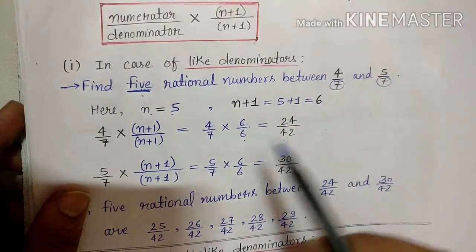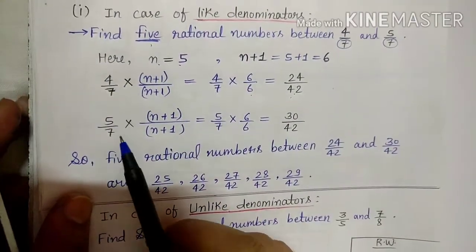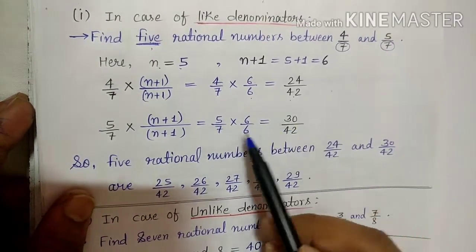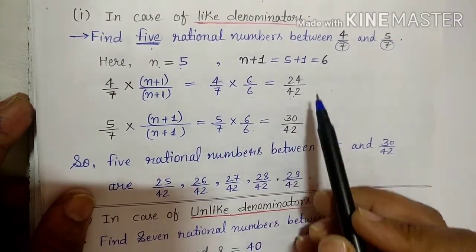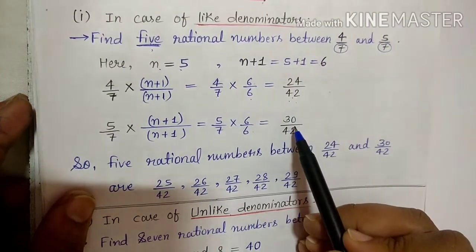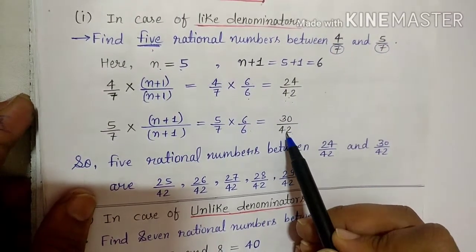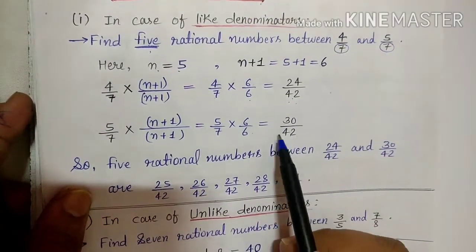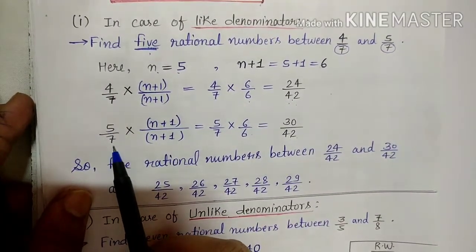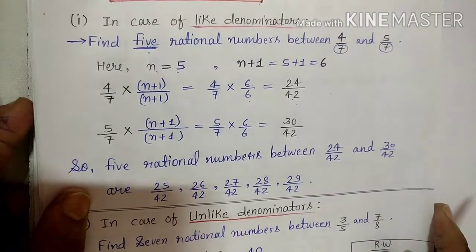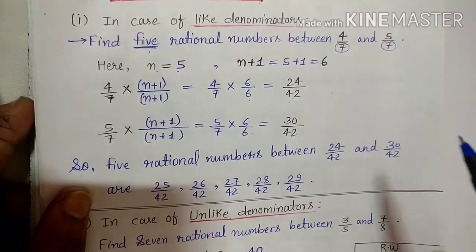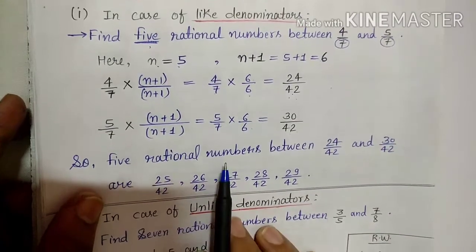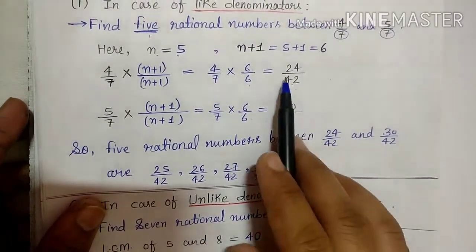The next fraction given is 5 upon 7. So 5 upon 7 we have written, multiplied by n plus 1, so 6 upon 6. 5 sixes are 30, 7 sixes are 42. So we got 24 upon 42 and another number, 30 upon 42. So 24 upon 42 is equivalent to 4 upon 7 and 30 upon 42 is equivalent to 5 upon 7. Now don't ask me what an equivalent number is, because in a previous video I have already explained equivalent rational numbers.